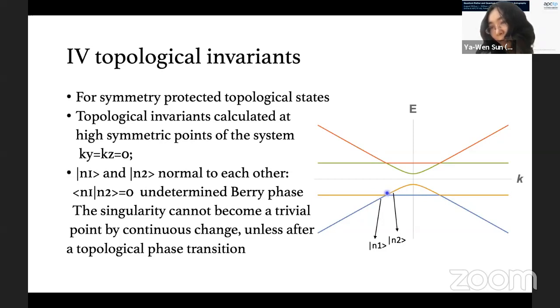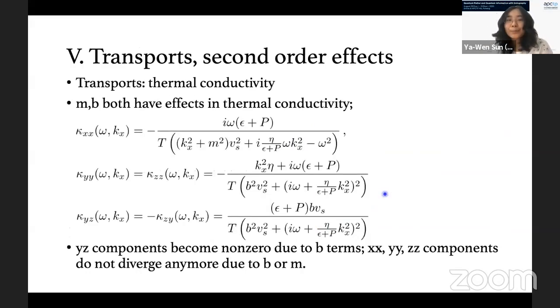So at the crossing point, the left limit and the right limit would have to be the same state. But here they are orthogonal states. So this means that there should be a singular point in between these two states. So it has to be a topologically non-trivial crossing node. So here is the main logic, but I will not show the details. We have shown that this is indeed topologically non-trivial, but protected by symmetries.